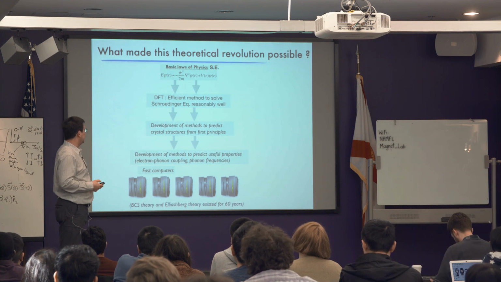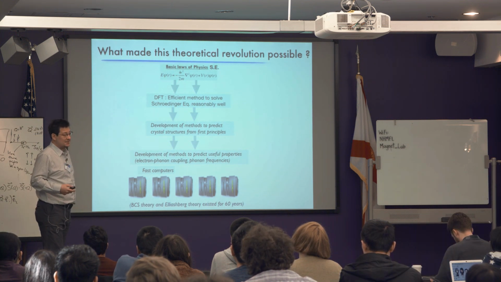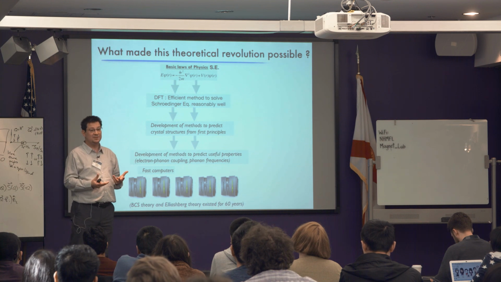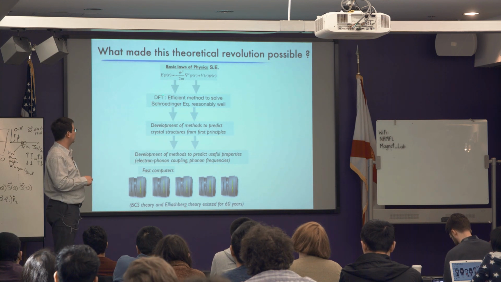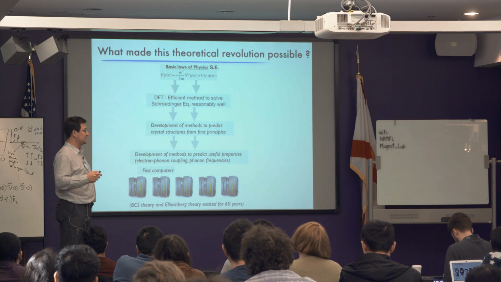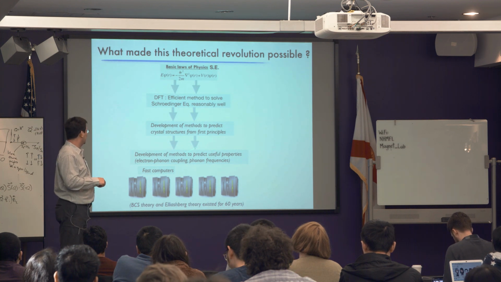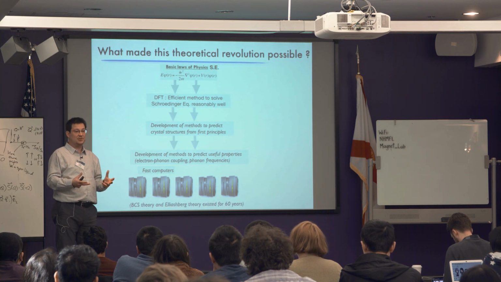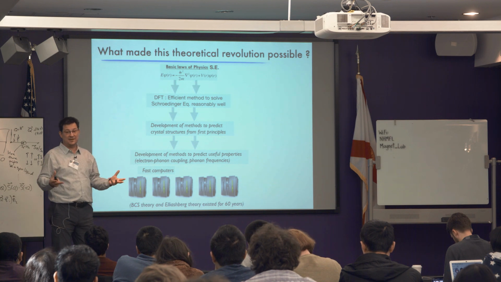Now, DFT came somewhat later, and that's an efficient way to solve the Schrödinger equation reasonably well, let's say. And that took some time. Nevertheless, DFT is now already 30, 40 years old. So what was really important is development of efficient implementations and fast computers.